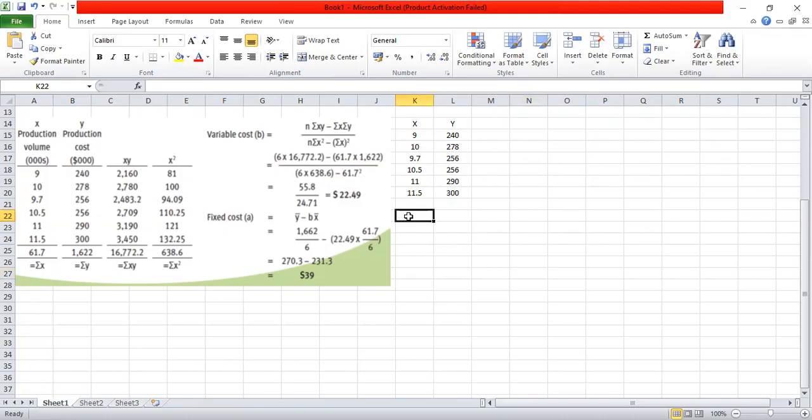We are using the equation y is equal to a plus bx. So a and b are constants, but how do we calculate the values of a and b? There are equations given, a has a formula and b also has a formula. So let's take it up and work out the question.